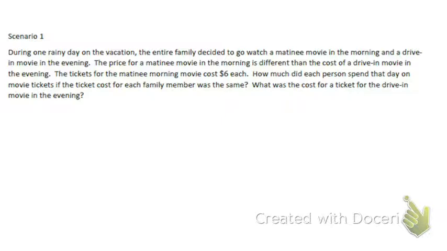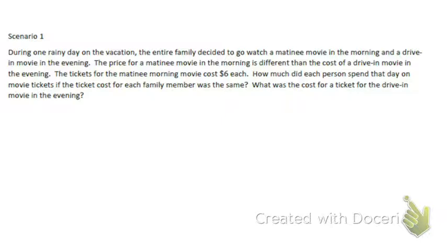Alright, and again, we're going to do the 3 sections just like we did for the previous problem. But here it says, during one rainy day on the vacation, the entire family decides to go watch a matinee movie in the morning and a drive-in movie in the evening. The price for a matinee movie in the morning is different than the cost of a drive-in movie in the evening. The tickets for the matinee morning movie cost $6. How much did each person spend that day on movie tickets if the ticket cost for each member was the same? What was the cost for a ticket for the drive-in movie in the evening?